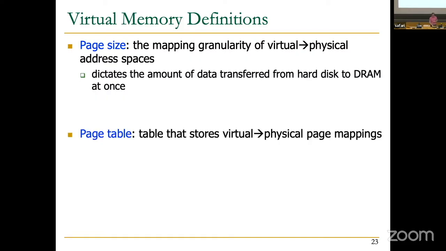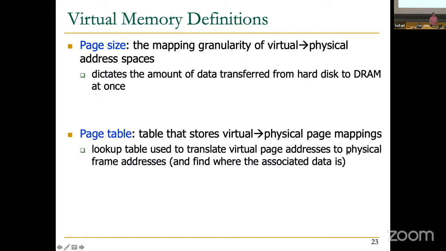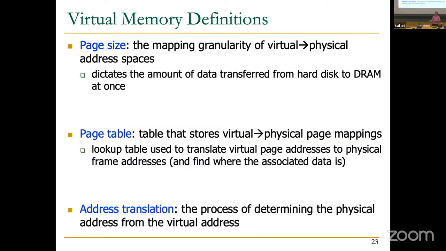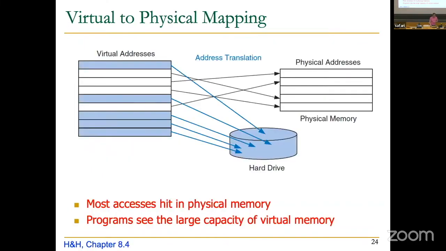Okay, page table is the table that stores virtual to physical page mappings. It's essentially a lookup table. Basically, it's used to translate virtual page addresses to physical frame addresses and find where the associated data is. An address translation is the process of determining the physical address from the virtual address. So hopefully these are clear. Now let's take a look at how this is done.